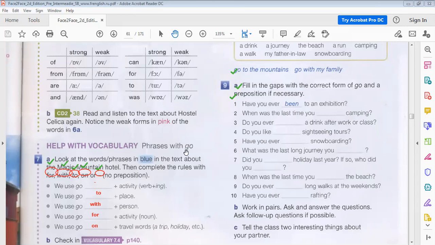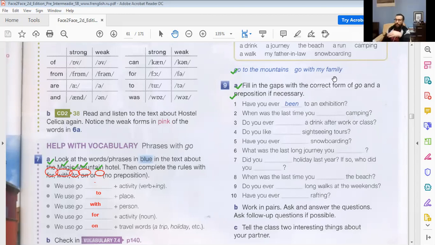You can use go in different ways. So this means every time you want to talk about something different using go, you have to change your preposition. So if you want to talk about an activity with ing, you shouldn't use any prepositions. Go shopping, go camping, go skiing, go skating, go snowboarding. You shouldn't use anything. But if it's a place, go to the gym, go to the mall, go to the beach, go to the restaurant. We need to use to.